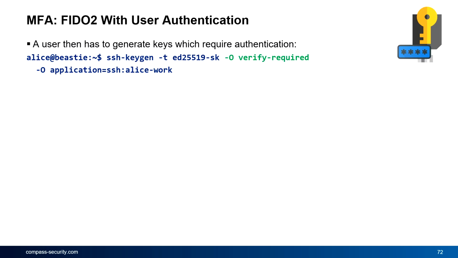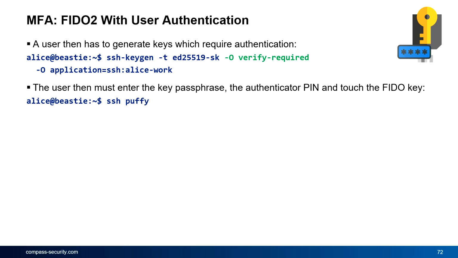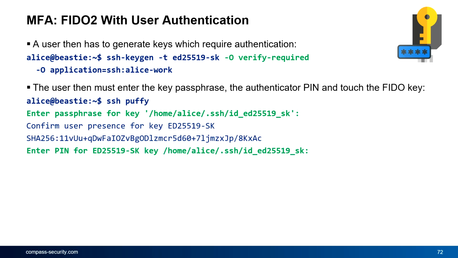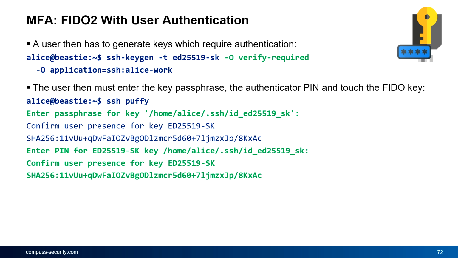From the user perspective, the users have to generate new keys using the -o verify-required option. So this generates a new key pair, which always requires the verification on the authenticator. So if you SSH into a host, you first have to enter the passphrase of your private key on your system, which is protected by the authenticator. And then this is the new part. You now have to enter the PIN of your authenticator. And then you have to touch it, and then you're logged in.